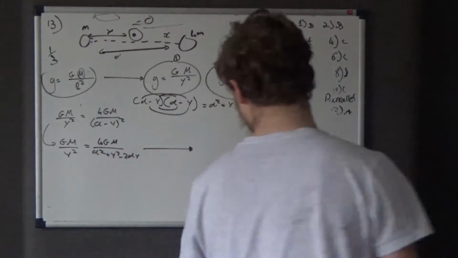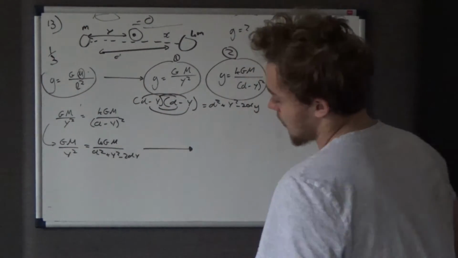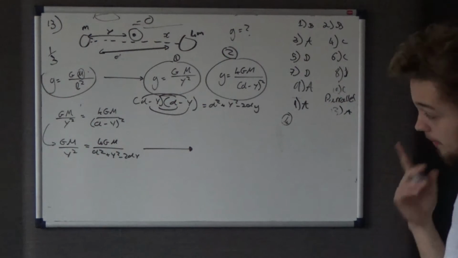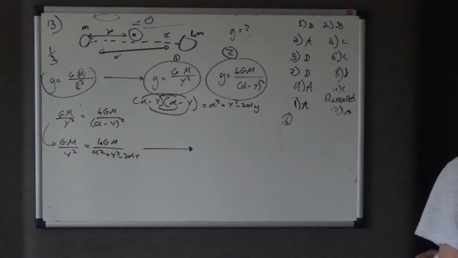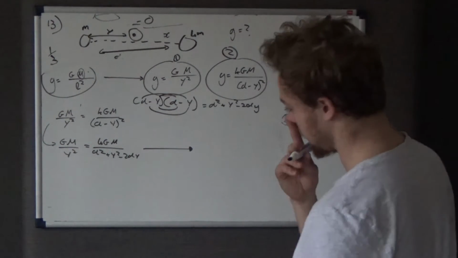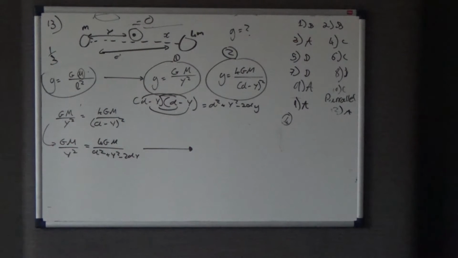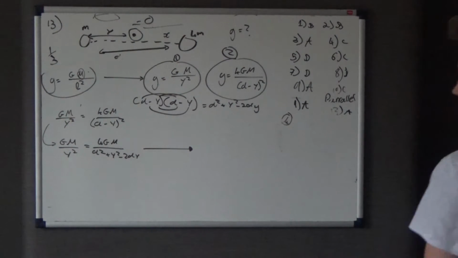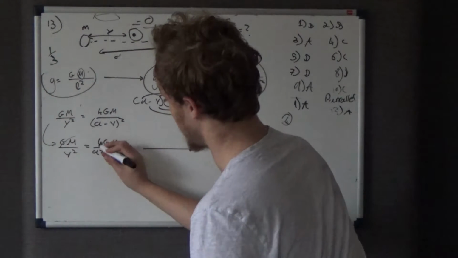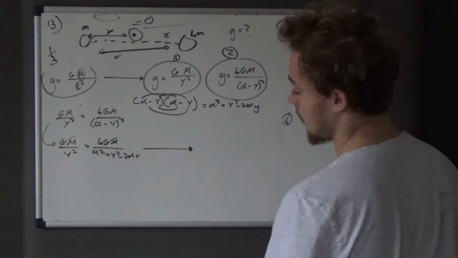Okay, so what we're going to want to do now is try and sort this mess out, make it look a bit nicer. Remember, we want to find out the ratio of d over y. Because they're both GM here, we can cancel the GMs, divide both sides by GM.